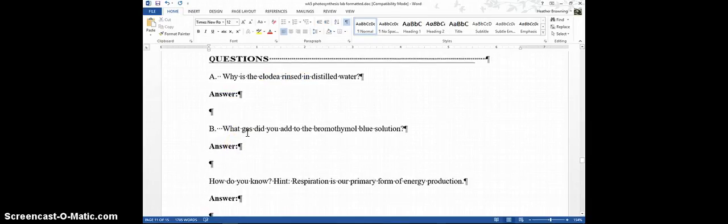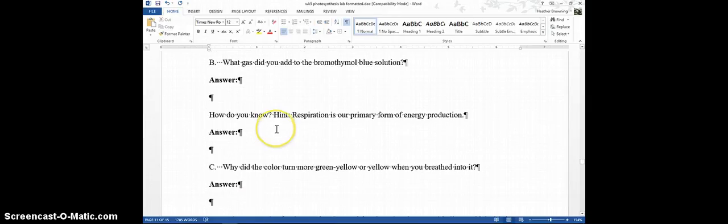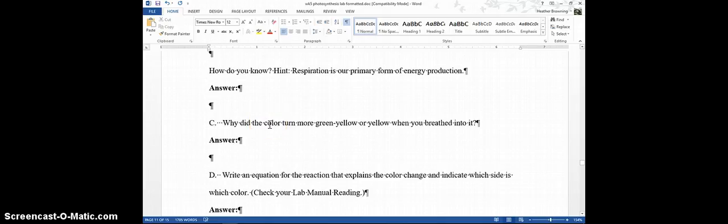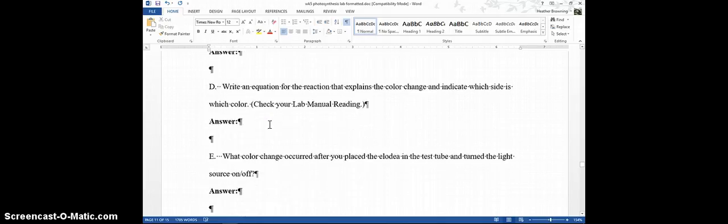So why'd you have to rinse it? What gas did you add? How do you know? If you breathe, what comes out? Why did the color turn from green, yellow to yellow? Write the equation and indicate what colors on each side. So you check your lab manual, it probably has an equation, and then which side of that equation is which color.